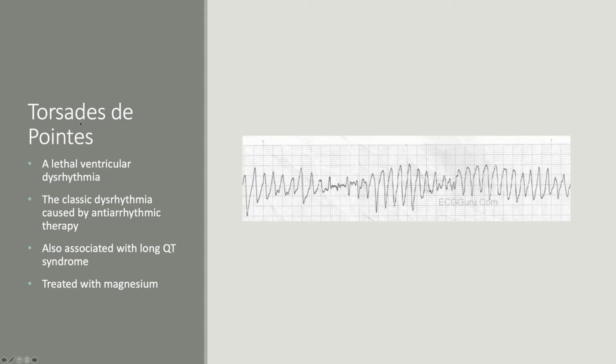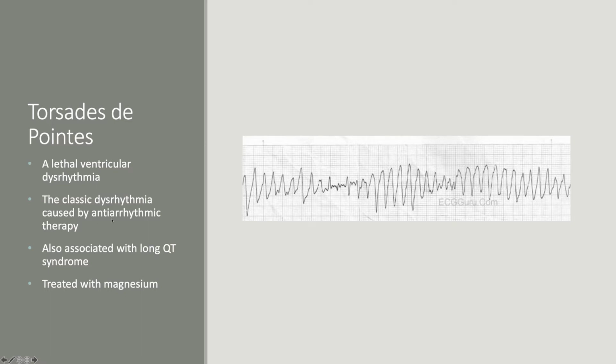Well, what this means is twisting around the points. And it looks like this gets tall, and then it looks like it's going on its side when it gets real small, and then it gets big again, and then it gets real small. It looks like it's twisting, right? Twisting around a point. So that's why we call it torsades.